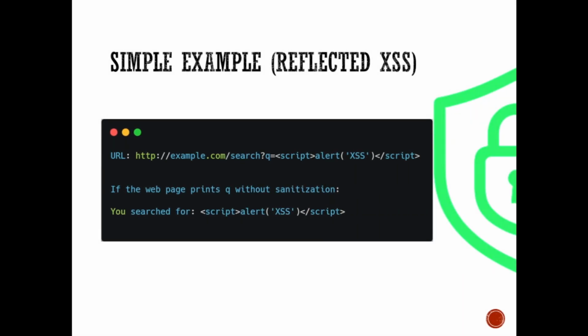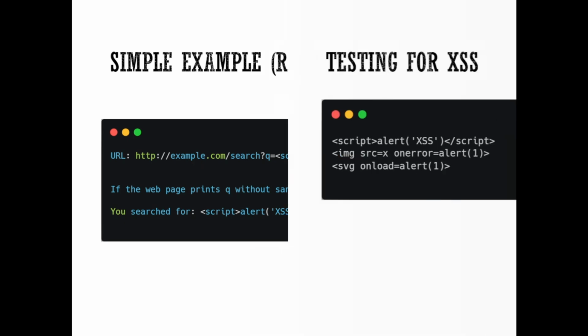Example, reflected XSS. HTML URL, example.com/search with a script alert XSS payload. If the web page prints Q without sanitization, HTML you searched for script alert XSS. JavaScript executes, XSS triggered.